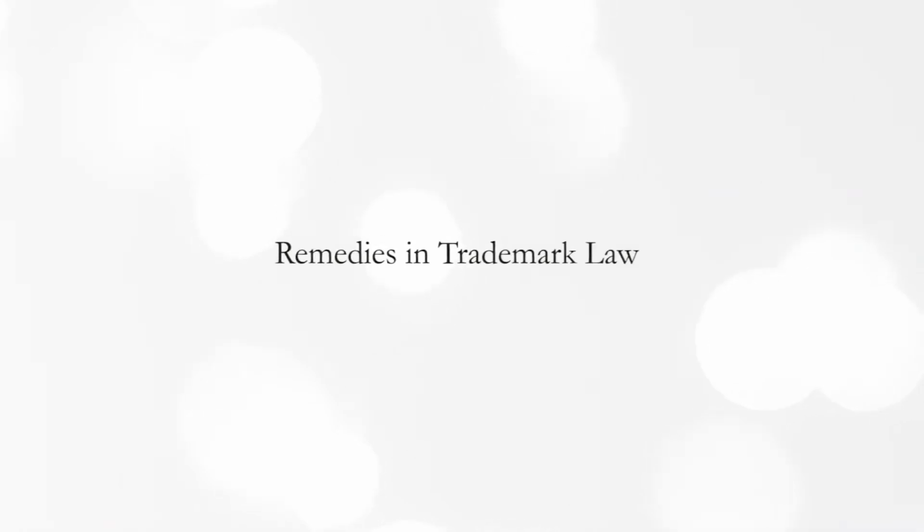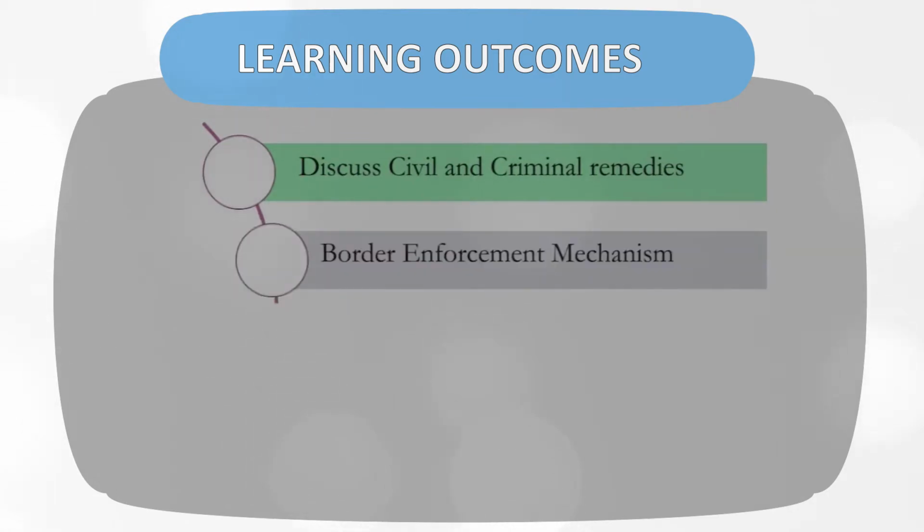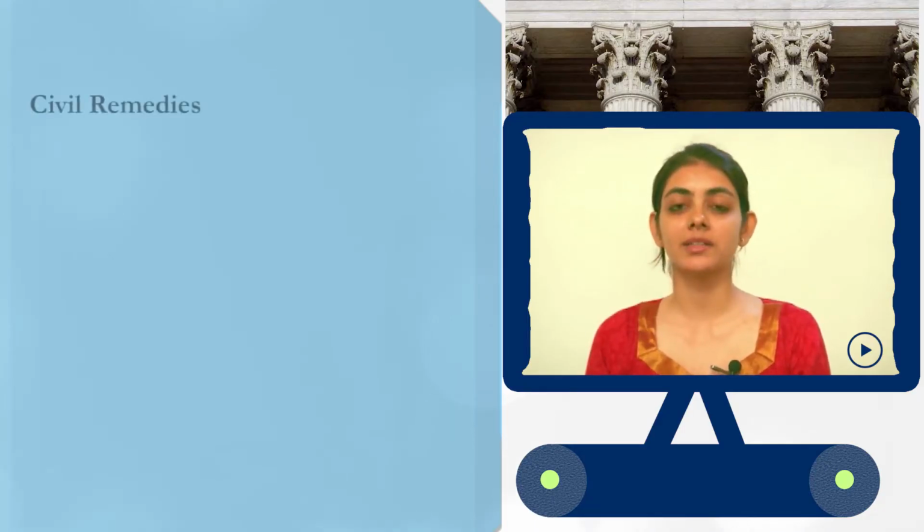Today we will talk about the module on remedies in trademark law. In this module, we will discuss both civil and criminal remedies that are available to a right holder. In addition to these, we will also briefly touch on border enforcement mechanisms that are available to a right holder. We will now start with civil remedies that are available to a right holder.